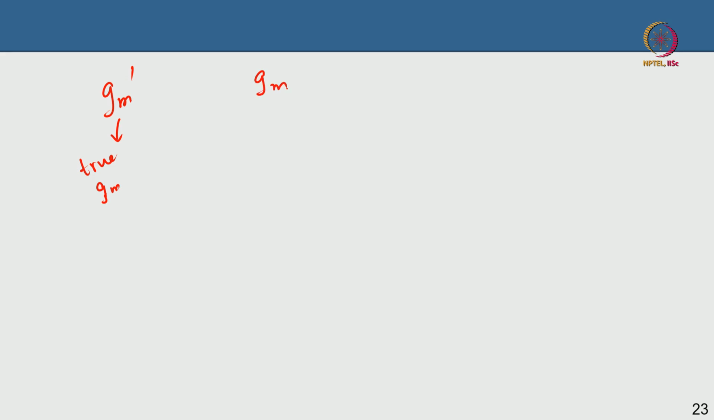What you measure is GM, but the true GM is this. So then this will come out to be GM divided by 1 plus GM into R of E. R of E is your emitter resistance. This looks very similar to a lateral field effect transistor. If you remember, we had GM divided by 1 plus RS into GM for an FET.